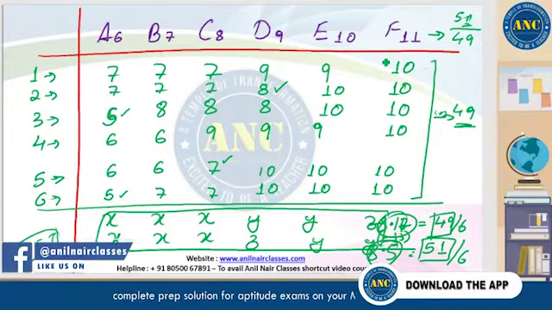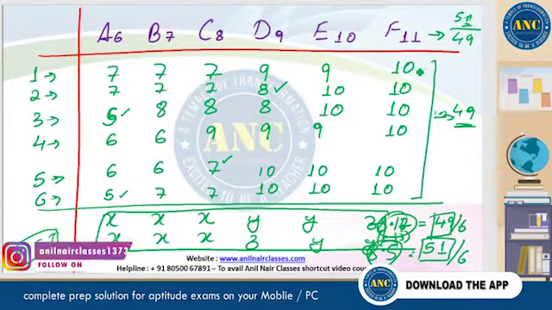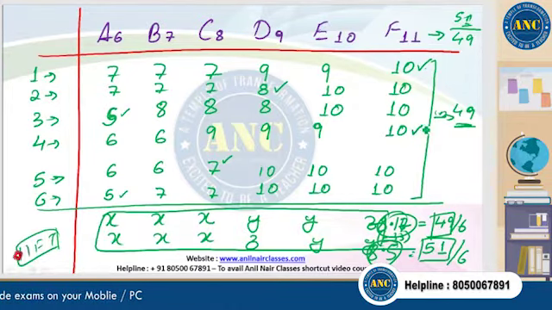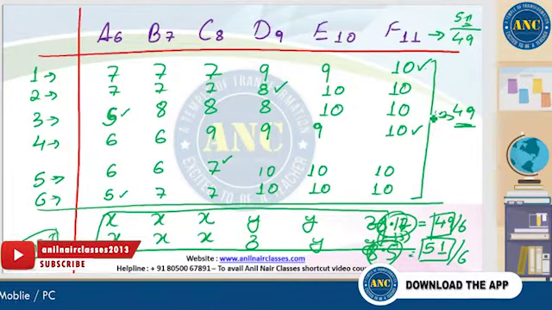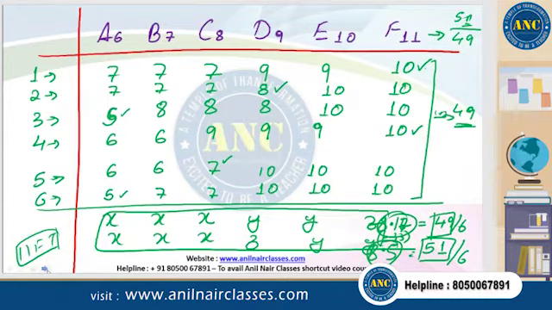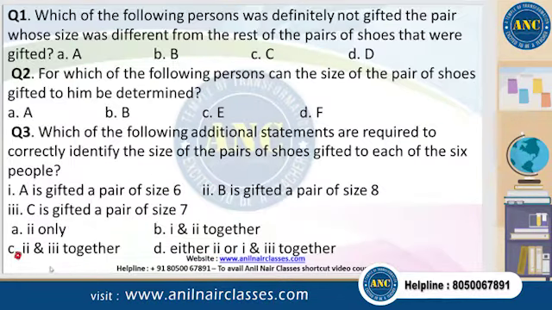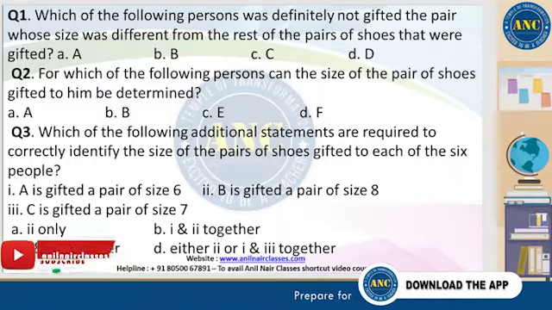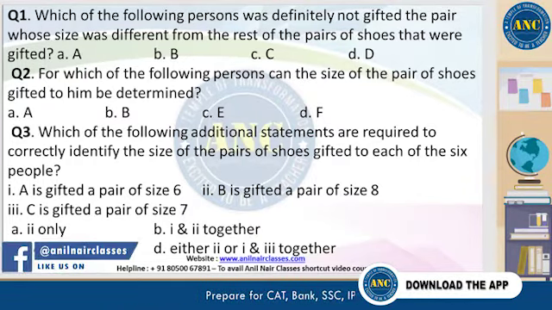What about F? F can have a unique size in the first case, in the fourth case, and so on. Right? So which person does not? But you look at the answer. We have both E and B, but they have not given any answer option with E, so it's certainly B.